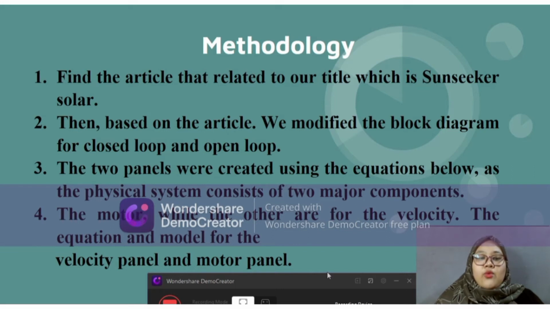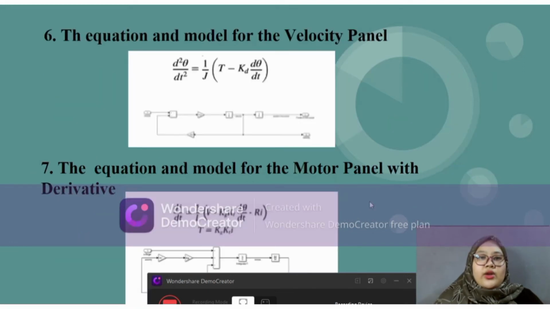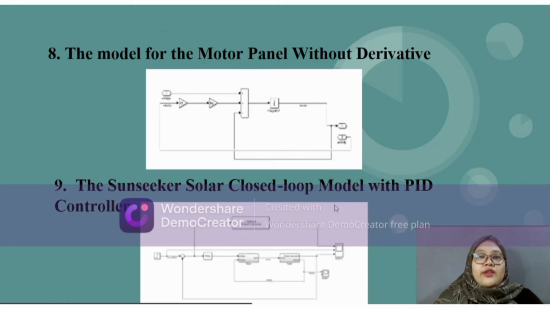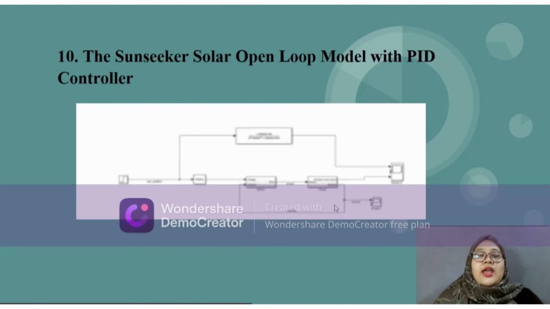The first is the motor, while the other is for the velocity. The equation and model for the velocity panel and motor panel. Then this is the equation and model for the velocity panel. 7. The equation and model for the motor panel with derivative. Then 8. The model for the motor panel without derivative. And 9. The Sunseeker solar closed loop model with PID controller. 10. And lastly, the Sunseeker solar open loop model with PID controller.